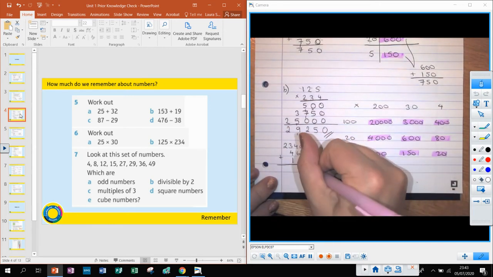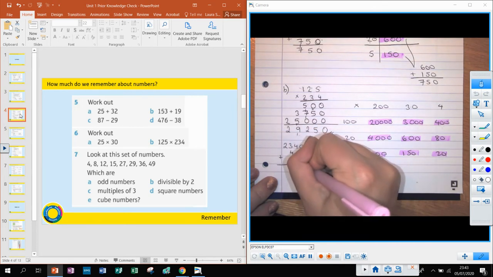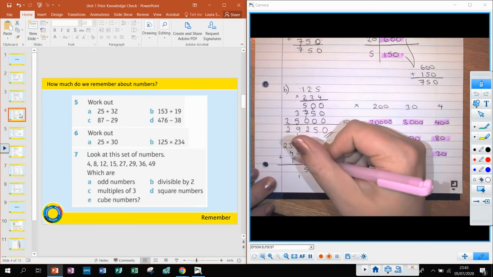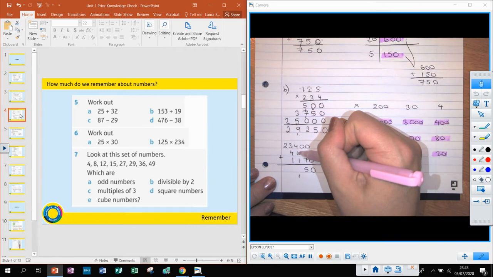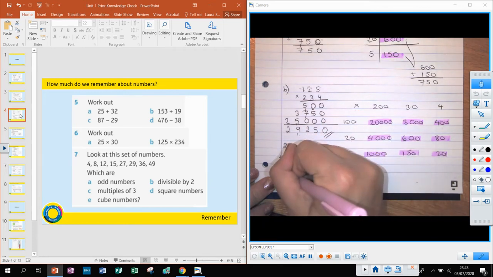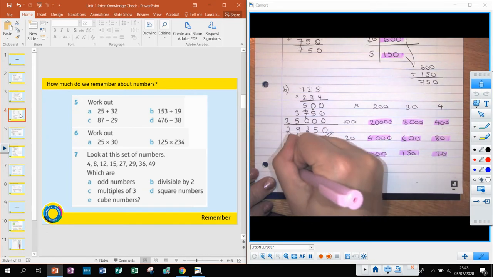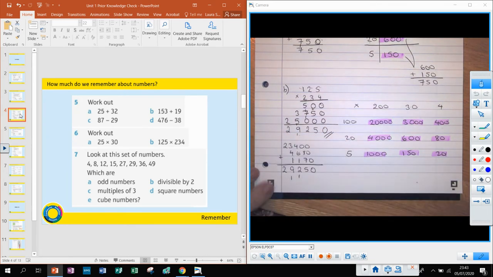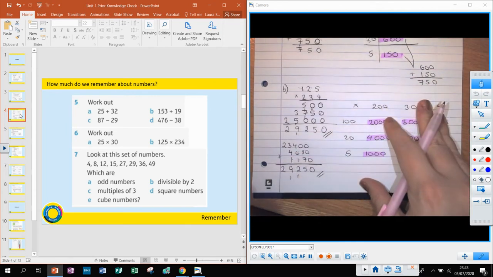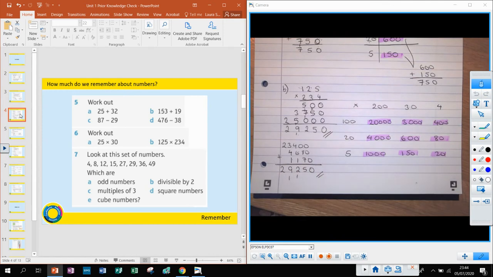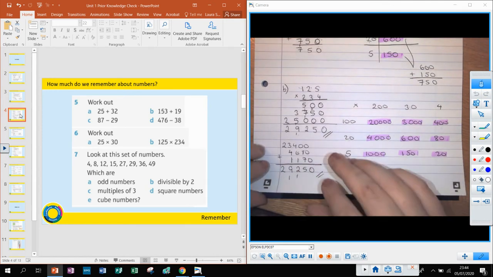Okay, now if I add those, I'll get the final answer. 0 plus 0 plus 0 is 0. 8 plus 7 is 15. Carry the 1. 1, 2, plus 10 is 12. Carry the 1. 3 plus 4 plus 1 is 8, plus 1 is 9, and then the 2 plus 0 is 2. And as you can see, they match, same answer, so up to you whether you use the grid method or the column method. Either, fine. Well done.